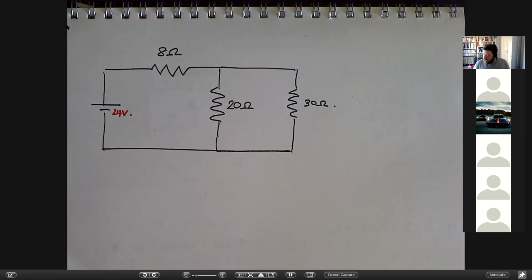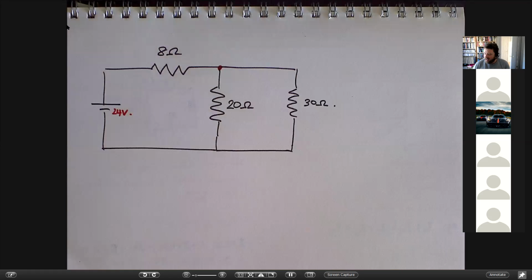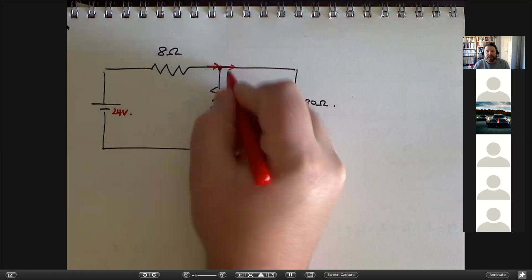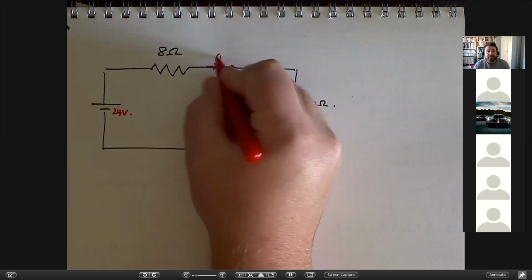What you need to look for is junctions. So junctions like this here, we're going to have current going in and current going out. Okay, so I'm going to call that junction 1.